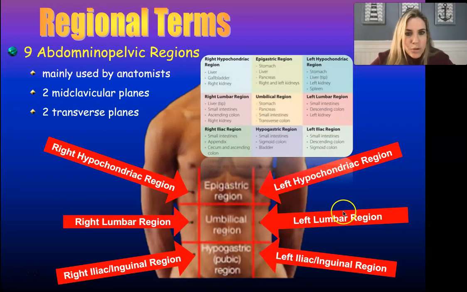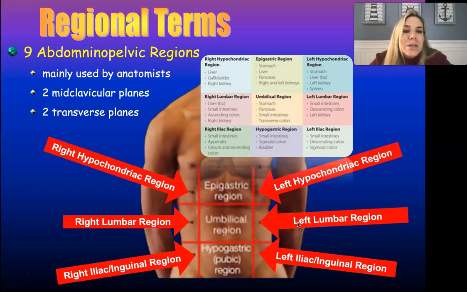Moving on over to the left side of this person is very easy. If you learn one side, you kind of know the other one because it's just the opposite. So we have the left hypochondriac region, so left side under the ribs. And that's going to have part of the stomach, liver, little tip of the liver, left kidney, and the spleen. So that's important there, is that it contains the spleen.